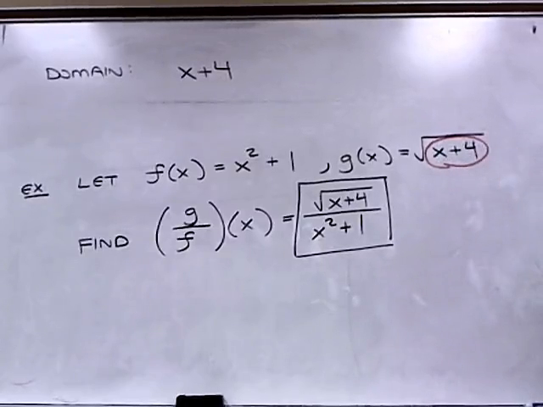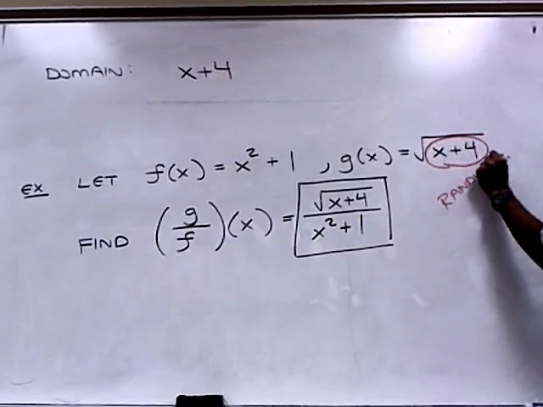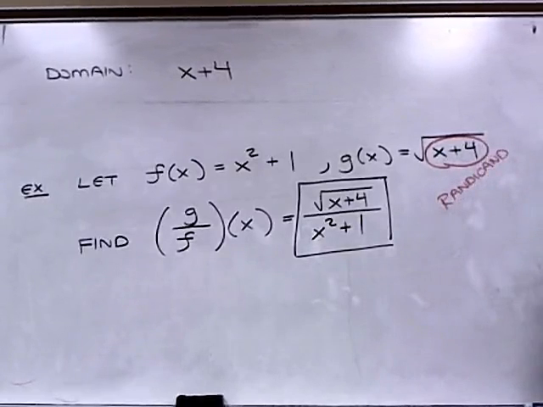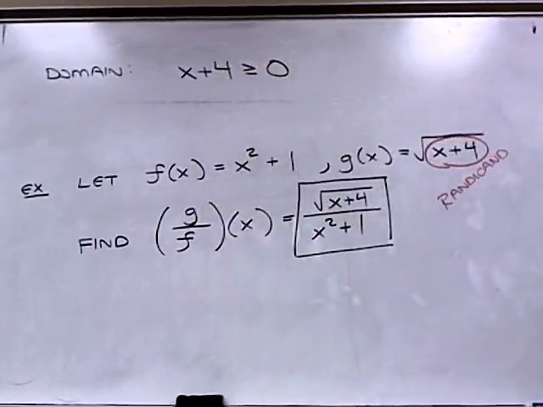It has a name. Radicand. We want to make sure the radicand is non-negative, right? Another way of saying non-negative is greater than or equal to 0, right?